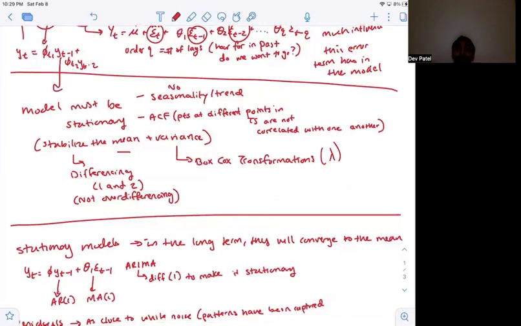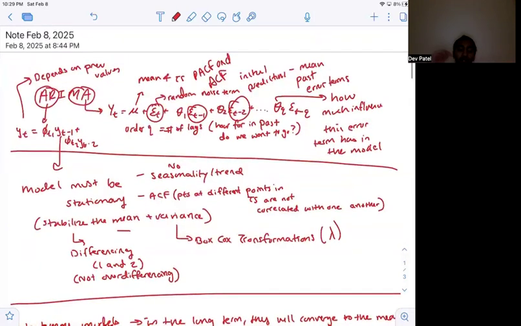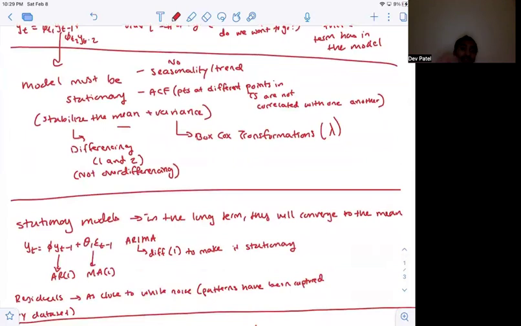But that is one of the pivotal components that we must make sure of when we're running ARMA models: our data must be stationary in the mean and stationary in the variance. And because of this stationarity component, all ARMA models, autoregressive and moving average components, will always, in the long term, converge to the mean. And this is one of the properties that they have because we've assumed that the data is stationary.